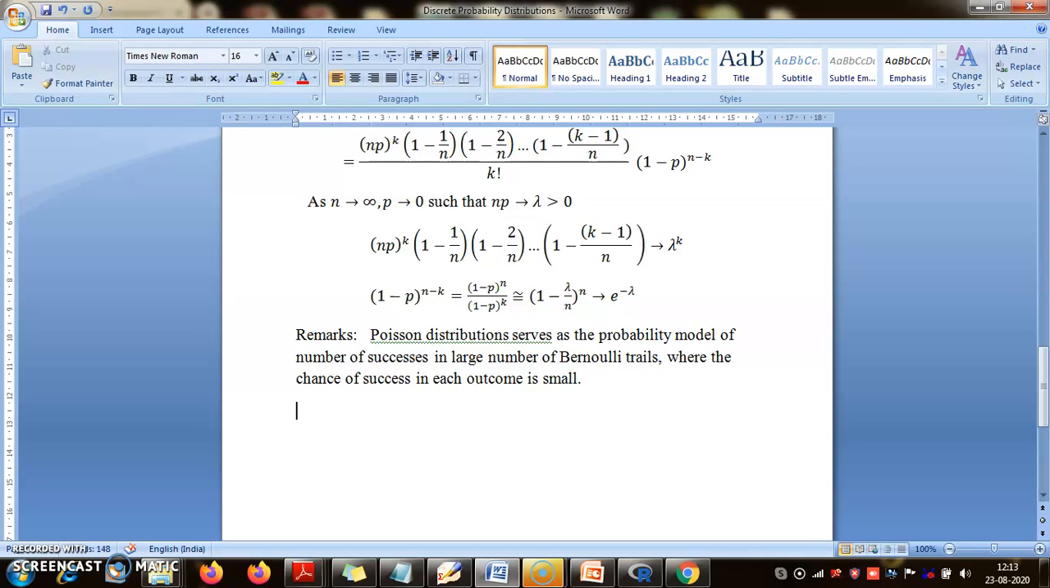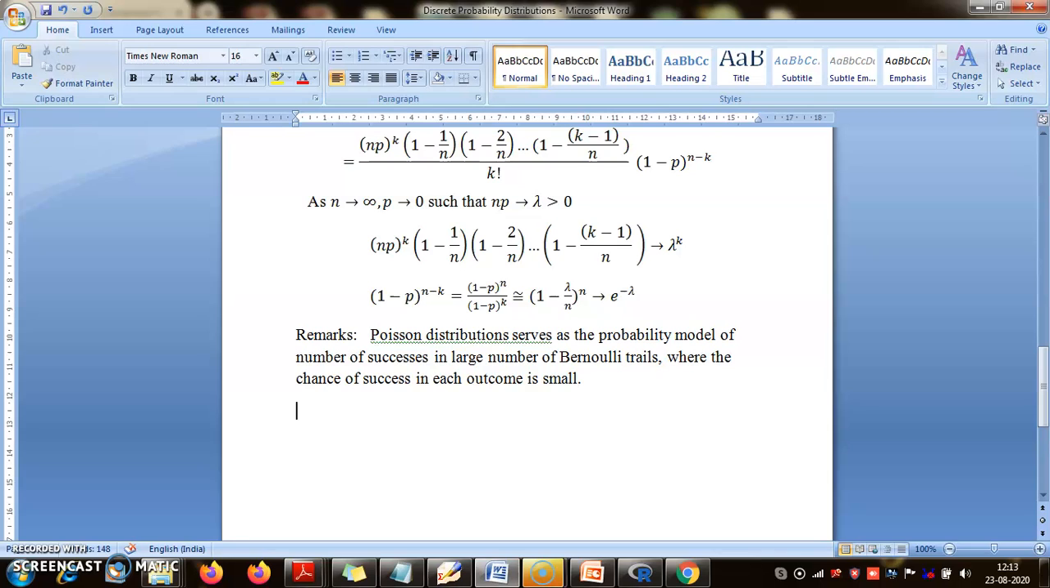So suppose you repeat a Bernoulli trial a large number of times. A classical example: you toss a coin a large number of times, where the chance of getting head, let us say, is very small. It is a biased coin. Then the number of heads, or the number of successes, would follow binomial n, p. But for large n and small p, we have learned that this probability distribution is close to the formula e to the power minus lambda, lambda to the power k by k factorial.